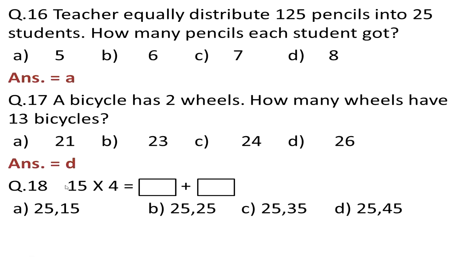Again, a tricky question, question number 18. 15 into 4 is equal to dash plus dash. Again 15 into 4 is 60. Now this 60 is the addition of which 2 digits from these 4 options? Our correct option is option number C, that is 25 plus 35. When we add 25 plus 35, we again get 60.